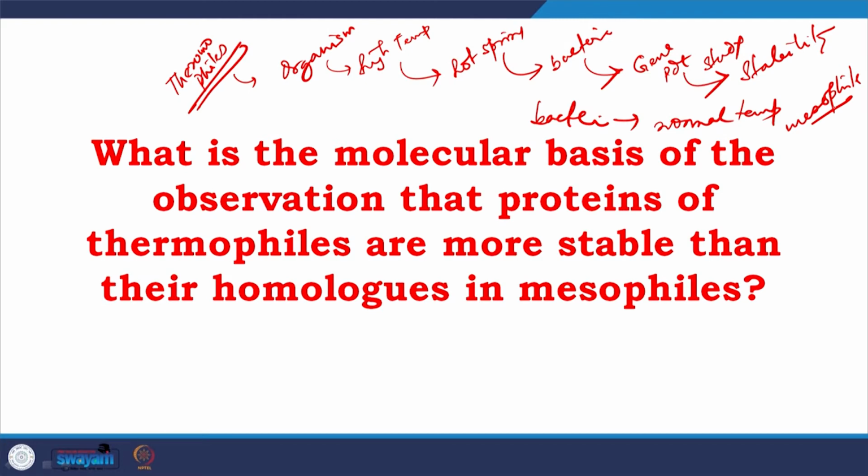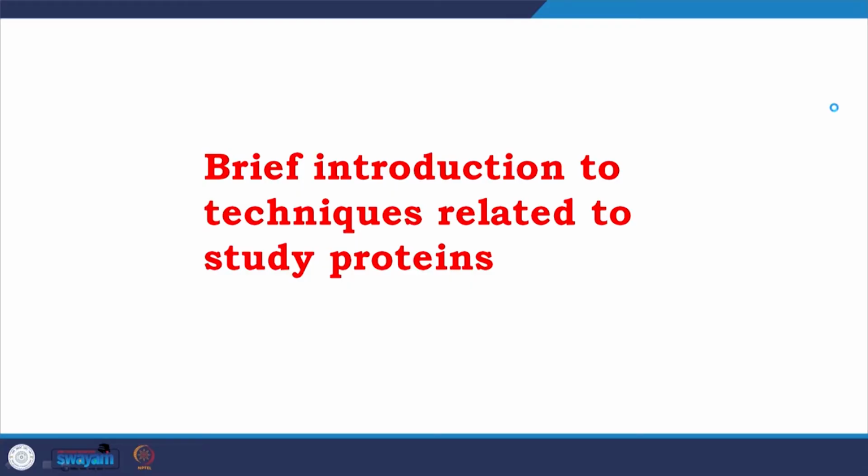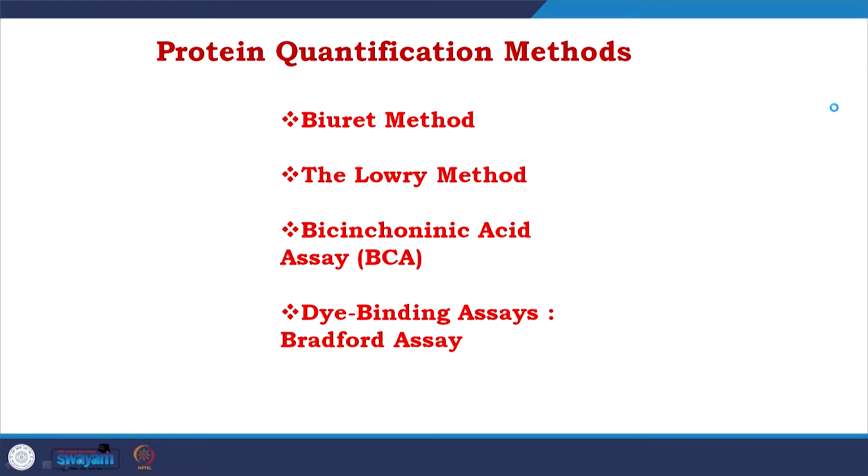In the second part of today's lecture, I will give you a very brief introduction to the techniques related to study of proteins. I will start with very simple protein quantification methods. There are different methods, but I will talk about the biuret method, Lowry method, bicinchoninic acid or BCA assay, and dye binding assay. I will take the example of the Bradford assay.